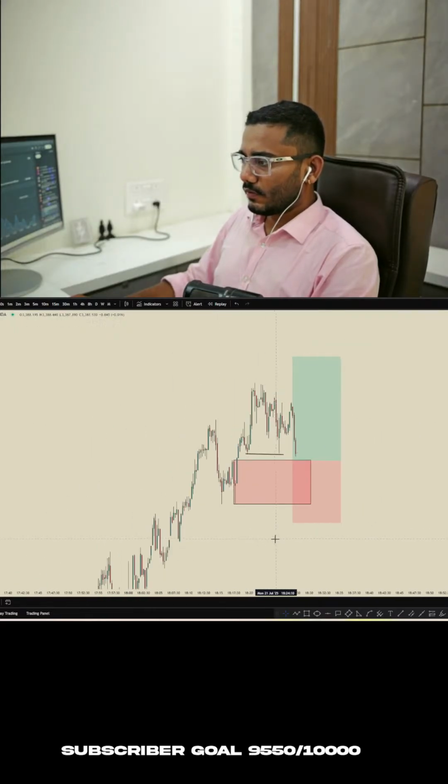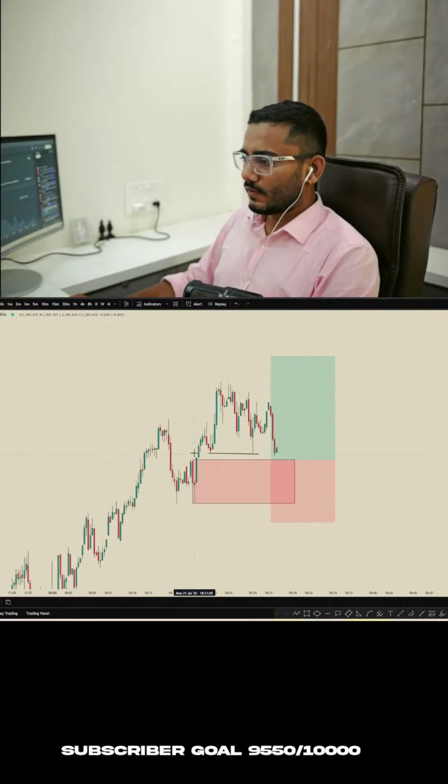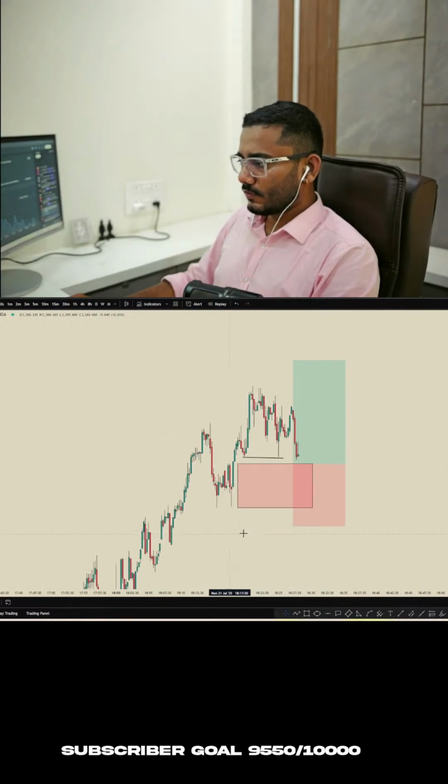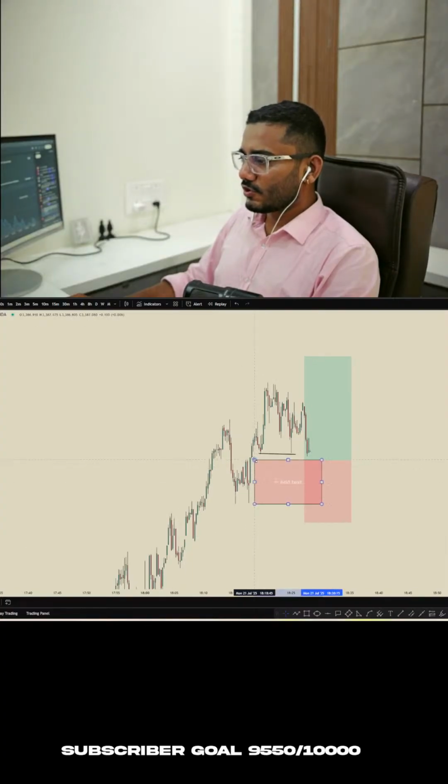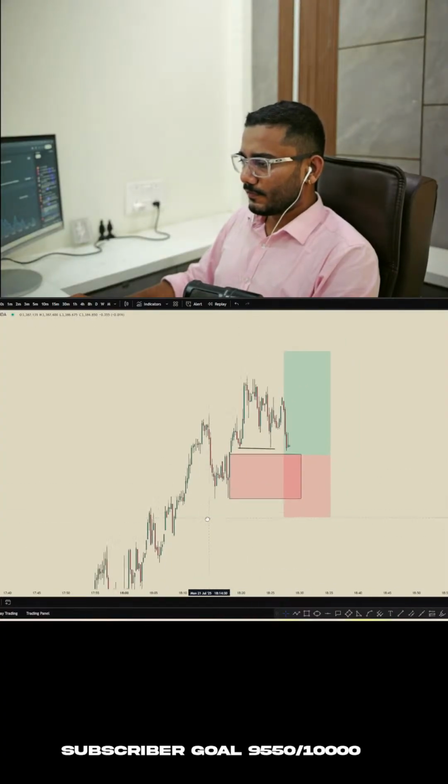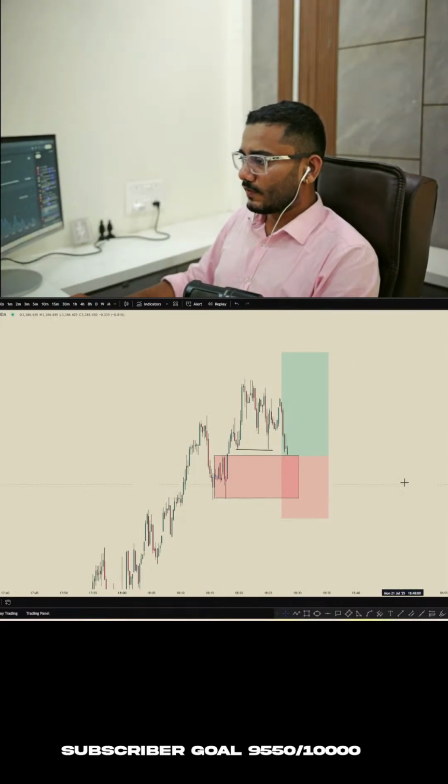Okay, this is the candle, but what we have to look for is that price should have swept this previous low, but it's creating a trend line liquidity. So probability is much lower here. Let's see.